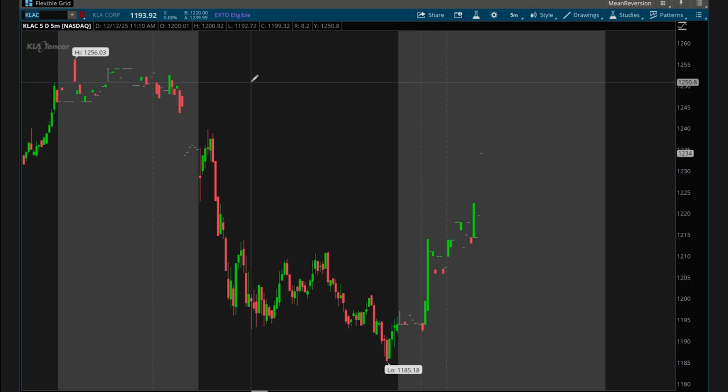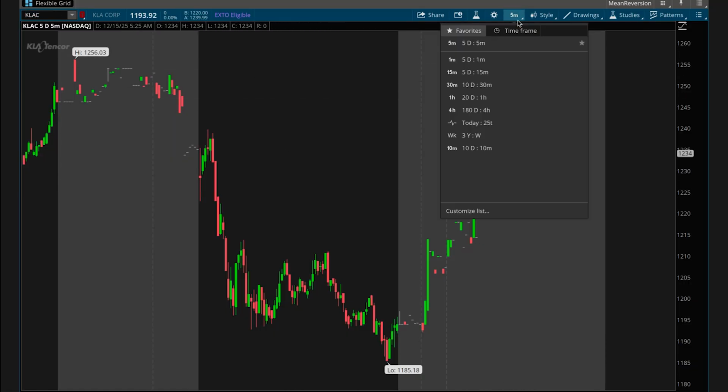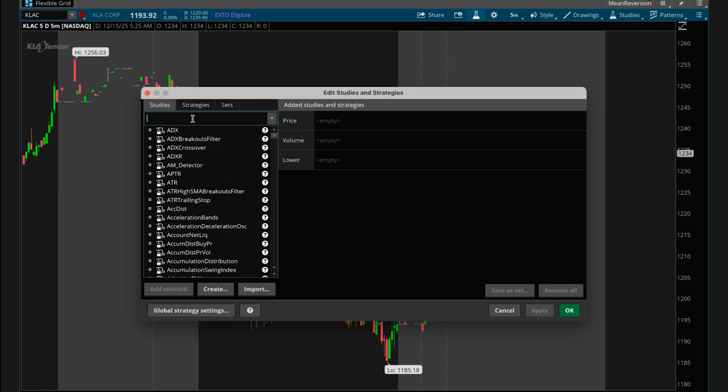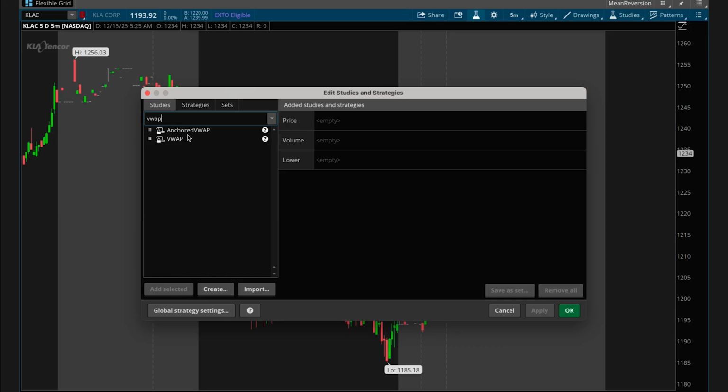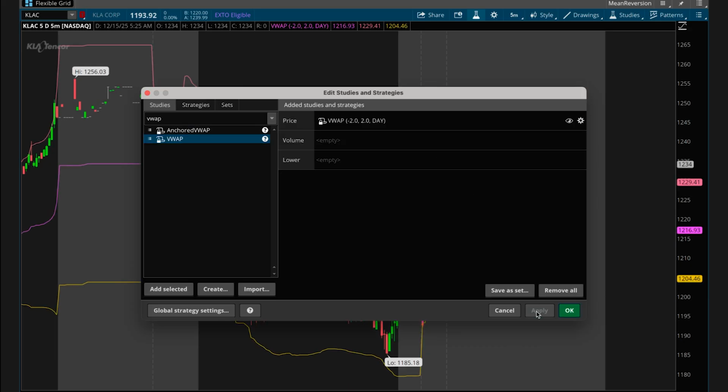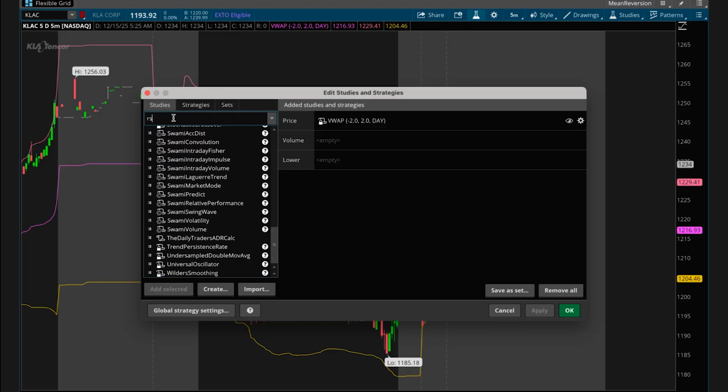Now, the first thing you're going to want to do is pull up a 5-minute time frame, and you're then going to want to apply two simple indicators. The first indicator is going to be the VWAP indicator. Now, VWAP just stands for volume weighted average price. And then the second indicator you're going to want to apply is the RSI.